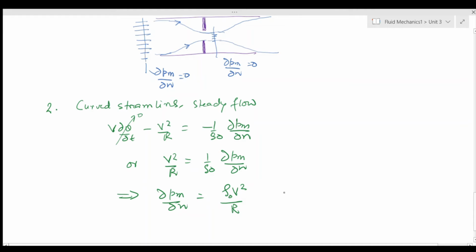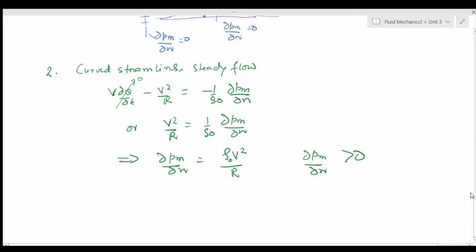And the next thing which we can get from here is that del Pm by del N is positive, because rho is positive, velocity is positive, R is positive. Now this gives us an idea that Pm is higher on convex side than on the concave side.